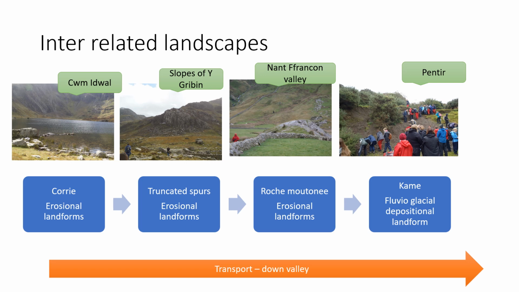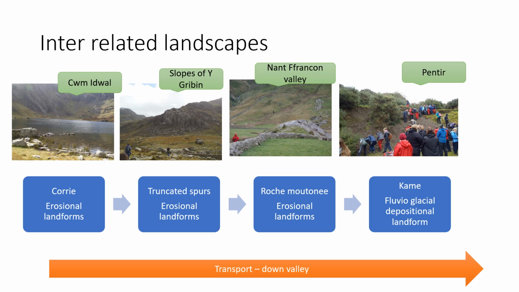If we didn't have the glacier, we wouldn't get truncated spurs. We wouldn't get U-shaped valleys. We wouldn't have roches moutonnées. They're all related to each other. Sometimes these can be found in different orders, so you might find that further down the Nant Ffrancon Valley you have other truncated spurs as well. And then eventually you get to areas like Pentir where you find your kames but also eskers in this area. There are moraine deposits as well, all related.